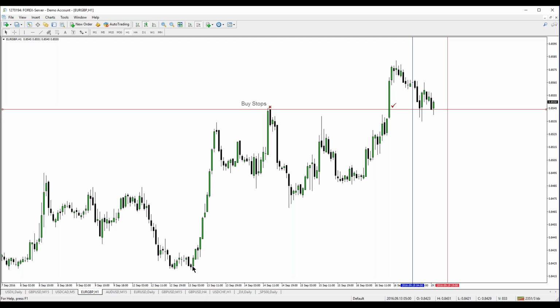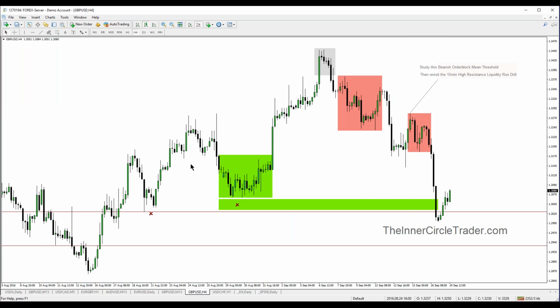And speaking of cable, let's look at cable here. So we have market maker sell profile, consolidation, rallies up, reaccumulation, smart money reversal, low risk sell, distribution, sells off.